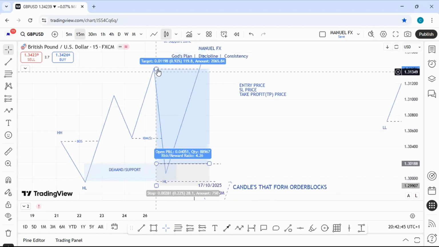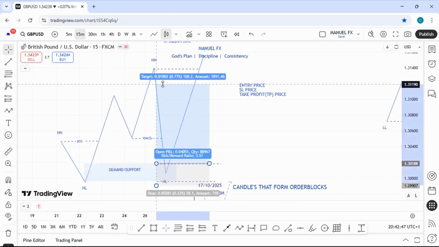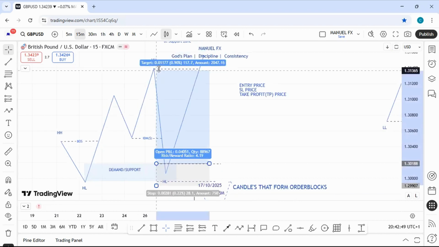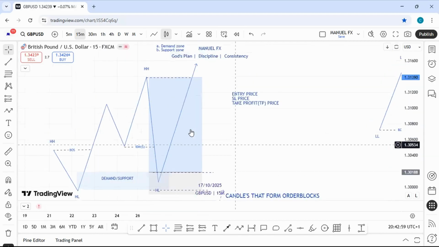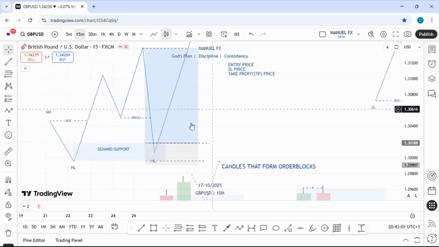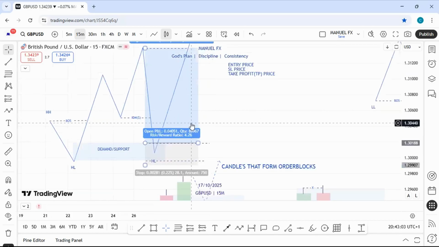And then this now is our take profit, TP. That's our target. We're not targeting this high here. Now this is a 4.28. It means if you're risking $100, you're making $400. If you're risking $50, you're making $228.